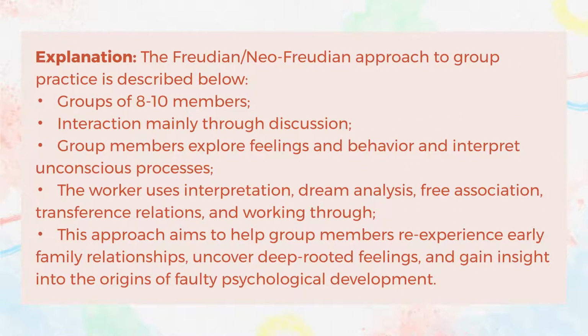The Freudian or Neo-Freudian approach to group practice is described below. Groups of 8 to 10 members. Interaction mainly through discussion. Group members explore feelings and behavior and interpret unconscious processes. The worker uses interpretation, dream analysis, free association, transference relations, and working through. This approach aims to help group members re-experience early family relationships, uncover deep-rooted feelings, and gain insight into the origins of faulty psychological development.